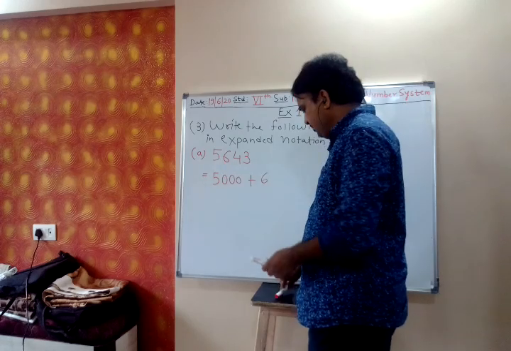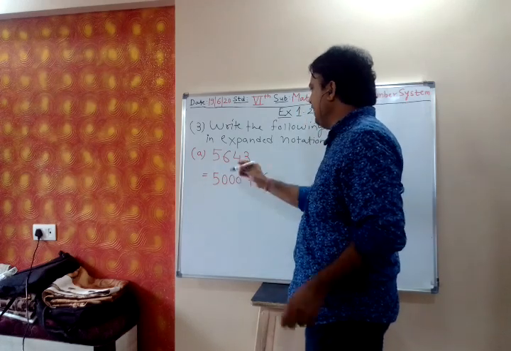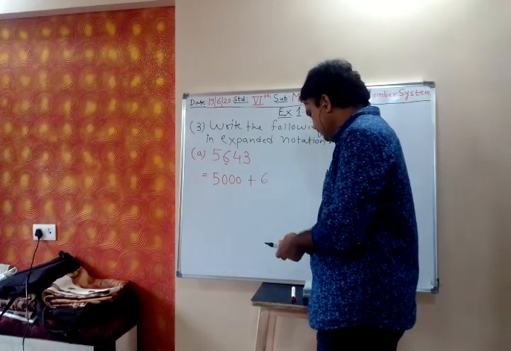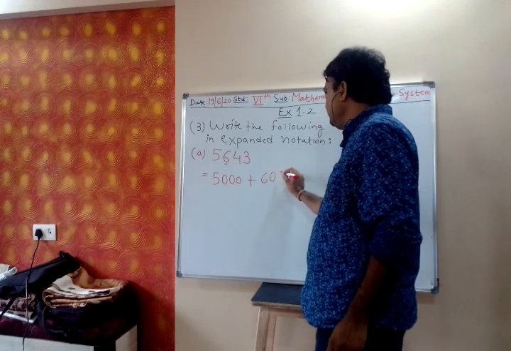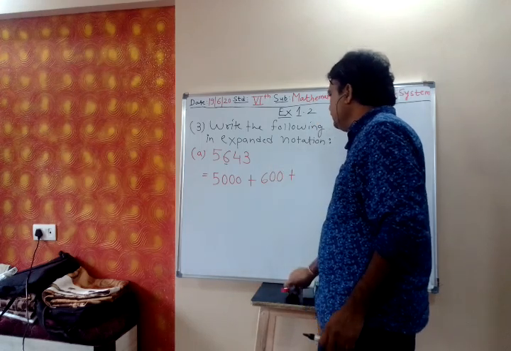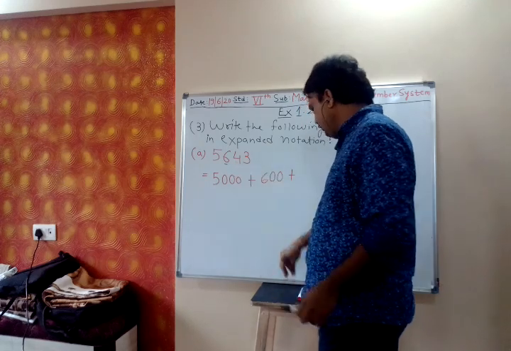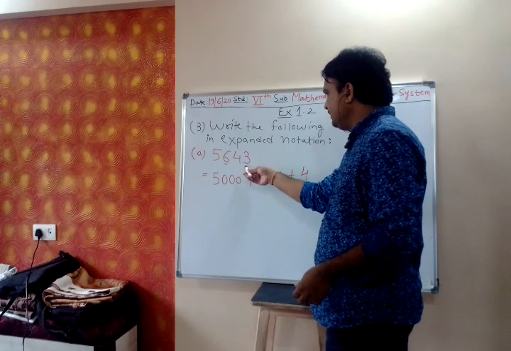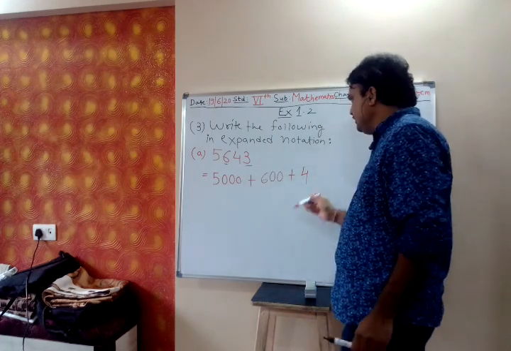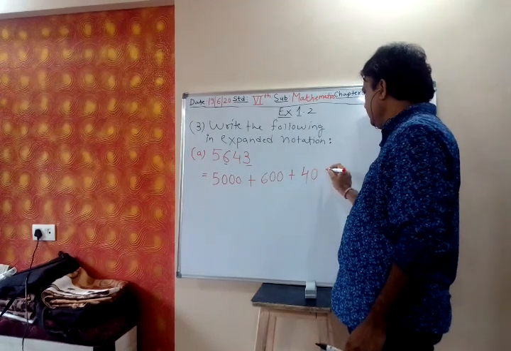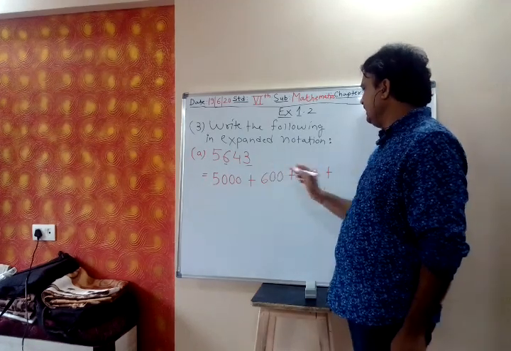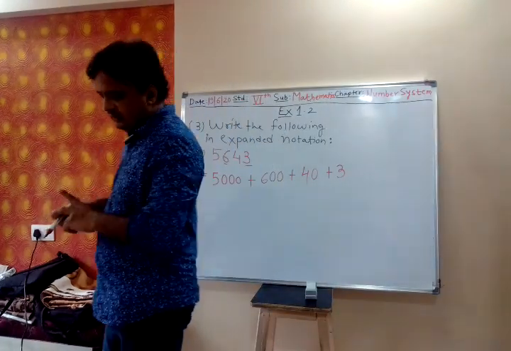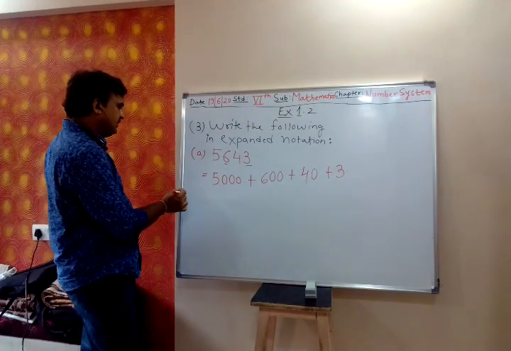After 6, there are 2 digits, 1, 2. I will write 2, 0. Then I will write plus 4. After 4, there is 1 digit, so I will write 1, 0, plus 3. This is the expanded notation.